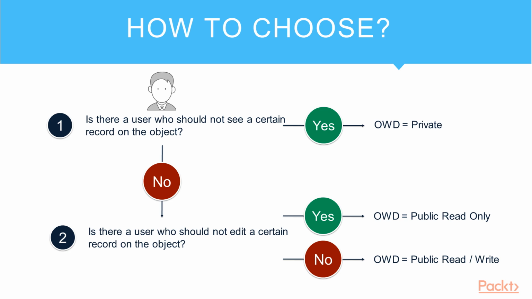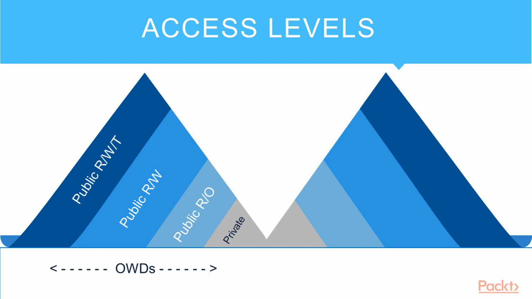Now, for a bit of reference and to make it easy to remember where we are, we have this flow diagram. It's used an awful lot and people have different ways of putting it together, but I like this one. It looks a bit like a roller coaster or a bow tie. And what you have on the left-hand side is our OWDs: your public read-write transfer, your public read-write, your public read-only, and your private. Private is your narrowest setting and public read-write transfer is your most open.